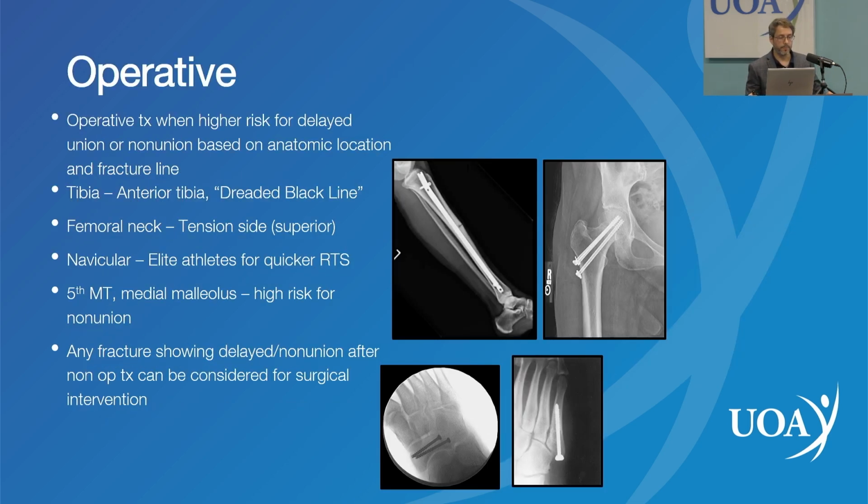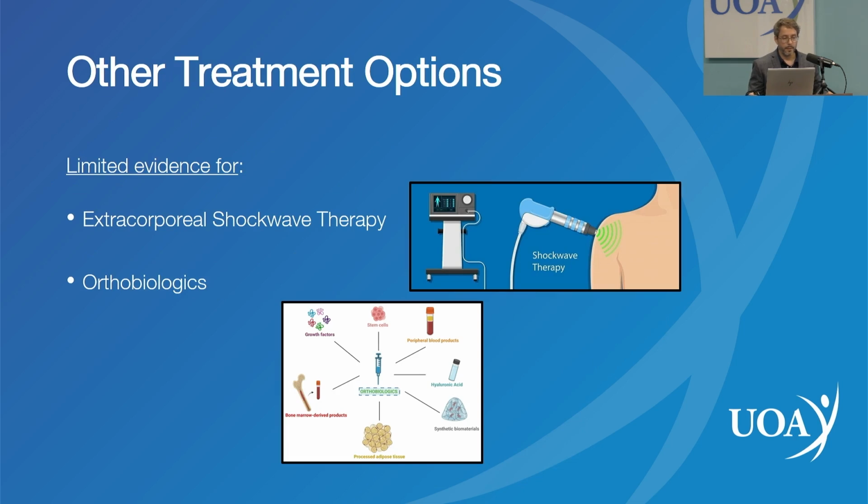Operative treatment is centered around fracture patterns that have a higher risk for delayed union or non-union based on anatomic location and fracture line. So for the tibia, we see it mostly at the anterior tibia, again, that dreaded black line that we see in that first photo. For femoral neck fractures, we could see it on the tension side, which is the superior portion of the femoral neck. Sometimes, because of the delay in return to sport, we'll consider fixation for elite athletes to have a quicker return to sport, such as in the navicular. There are other treatment options, such as shockwave therapy and orthobiologics, but there's limited evidence to support these at the present time.